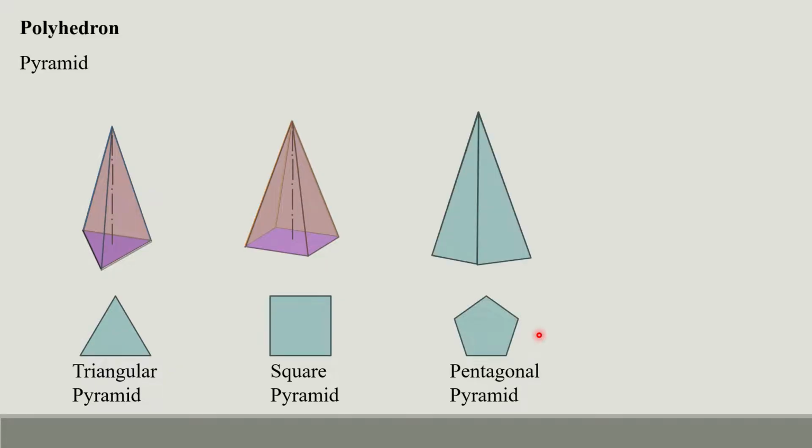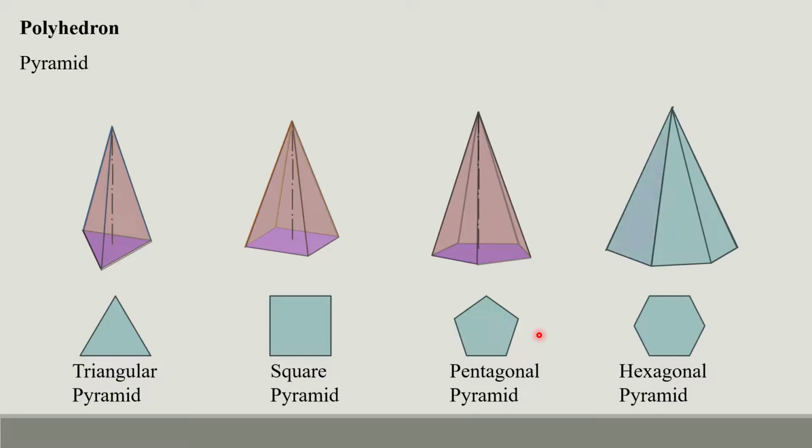A pentagonal pyramid will have five lateral surfaces: one, two, this is the third one, the fourth and the fifth, and there is a base obviously. For hexagonal, you'll have six: first one, the second, third, the fourth, the fifth, and the sixth, and this is the base.